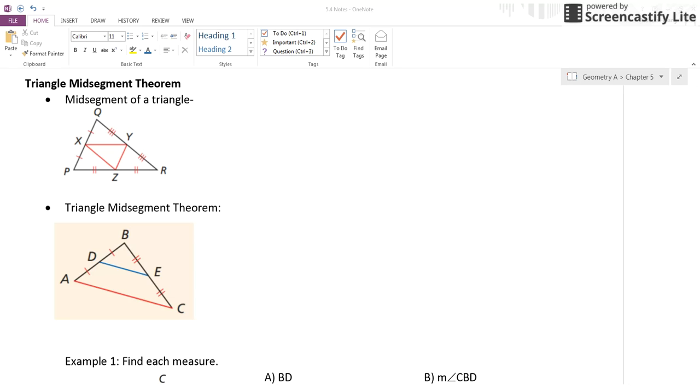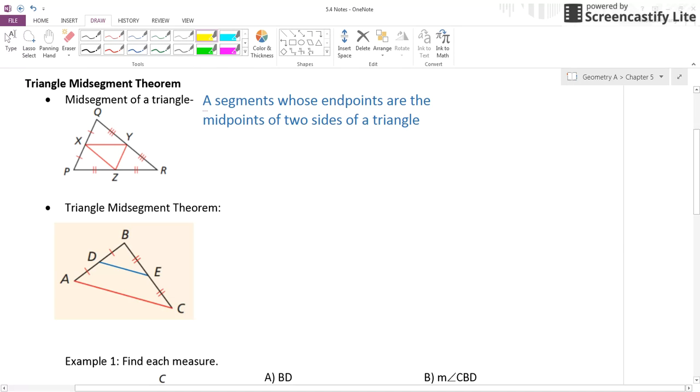A midsegment is basically a segment whose endpoints are the midpoints of two sides of a triangle. So for example, if you look at this diagram on the left, we've got three midpoints. Remember, look for the markings or the given information in the problem showing you we have midpoints. If a side is cut in half, like these markings right here, they're both 1 and 1, so that means X is the midpoint of the side QP.